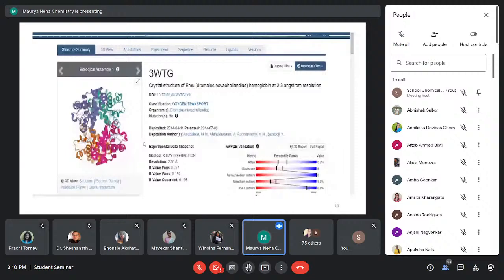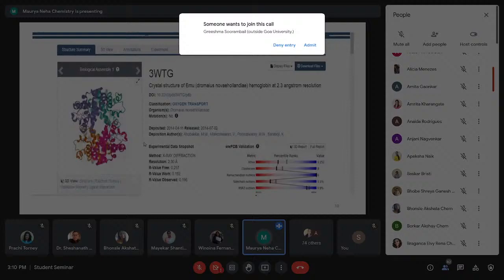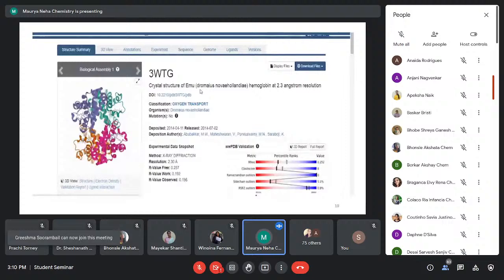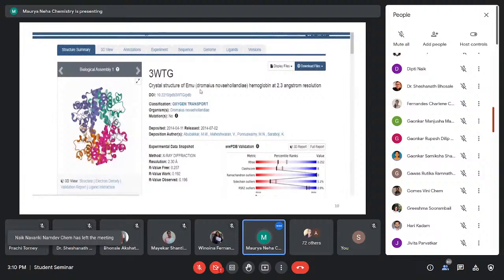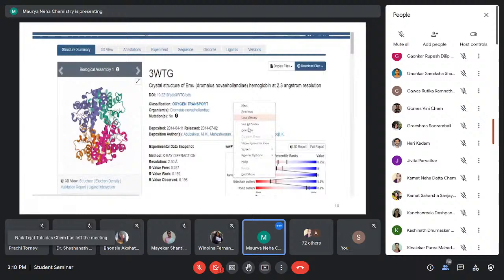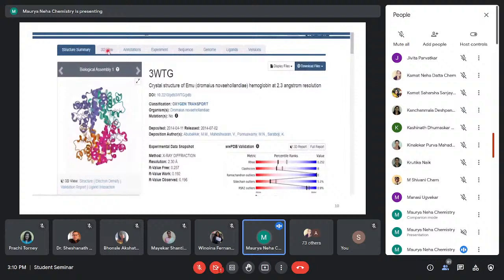So the moment you enter the search, it searches and gives this first page, which gives the structure summary, contains everything, how it was derived, and what it is. Classification means function, the organism name from where it was taken. If there is any mutation, it tells that also. Then a 3D view. This is a 3D view.